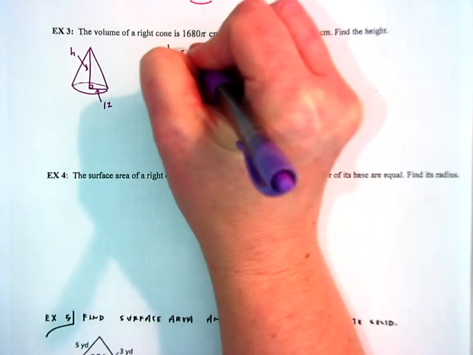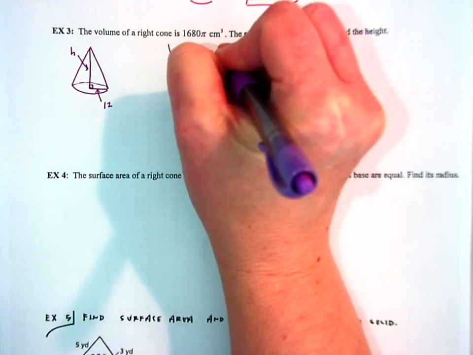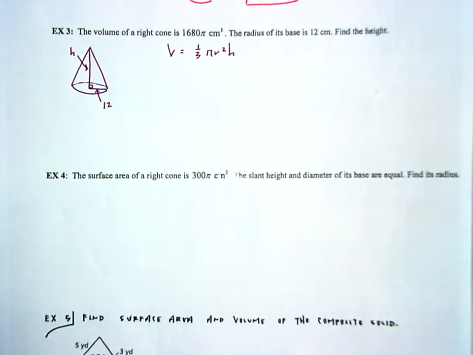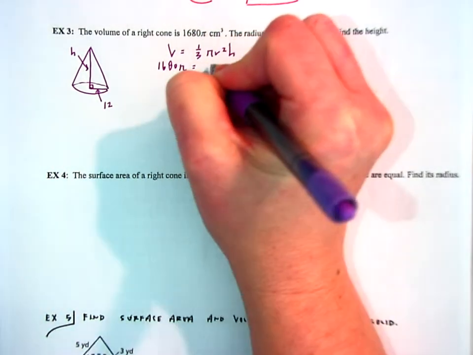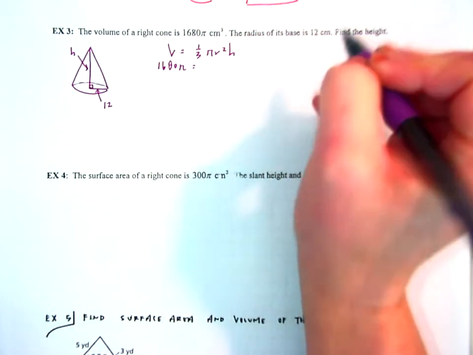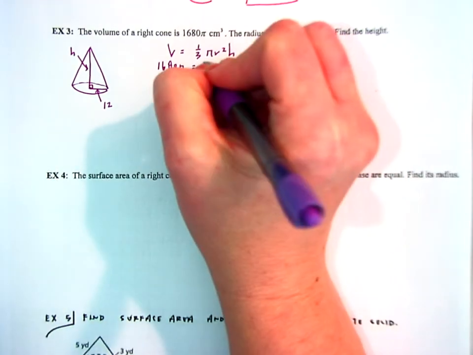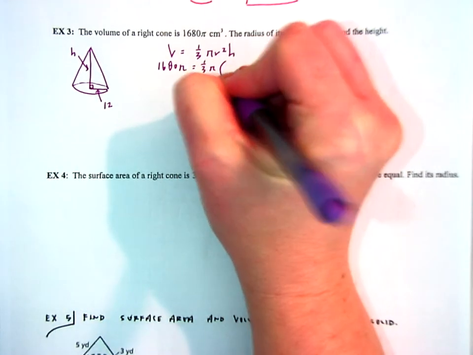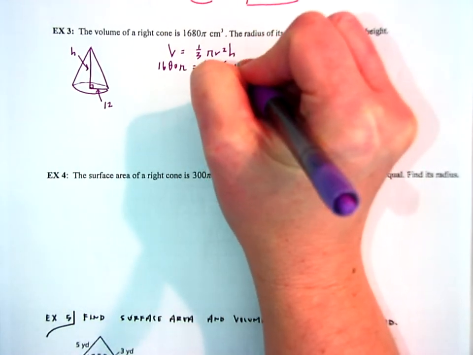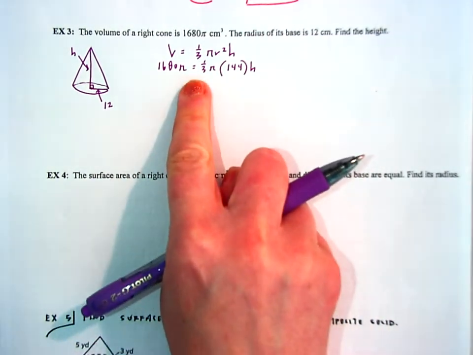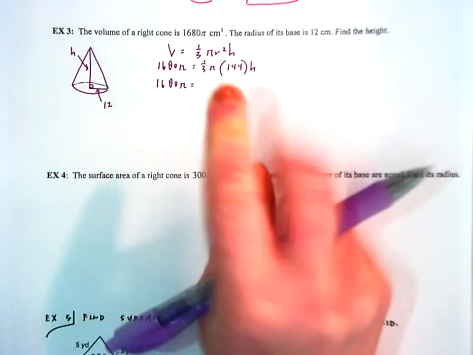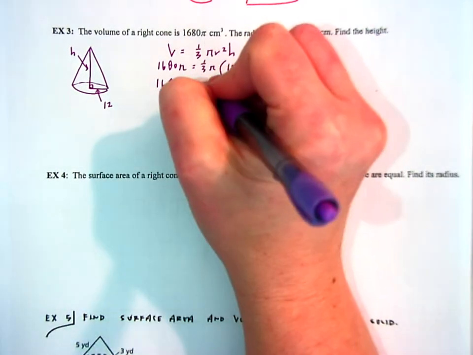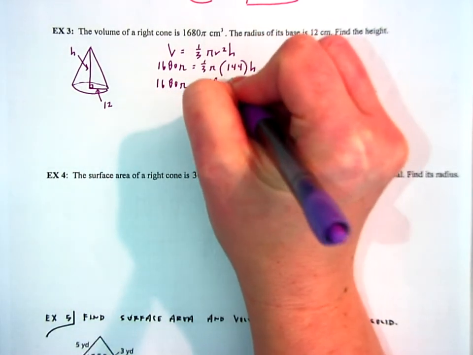So we're given volume. So volume, it's a cone, so 1/3 pi r squared times the height. Okay, we know volume is 1,680 pi is equal to, radius is 12, so I'm taking 1/3 of pi, and then 12 squared is 144 times the height. Let me just clean up the 1/3 times 144. So 1,680 pi equals, well, 1/3 of 144 is 48. So 48 pi times the height.